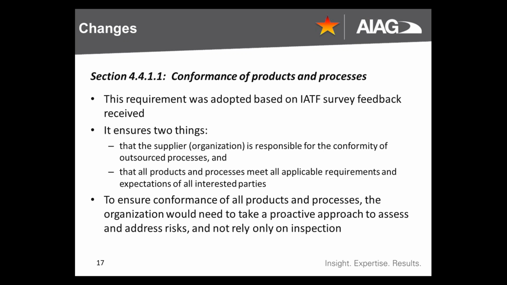Section 4.4.1.1, conformance of products and processes. This new requirement came as a result of IATF survey feedback, and its goal is to ensure the following: that the supplier or organization is responsible for the conformity of outsourced processes, and that all products and processes meet all applicable requirements and expectations of interested parties.